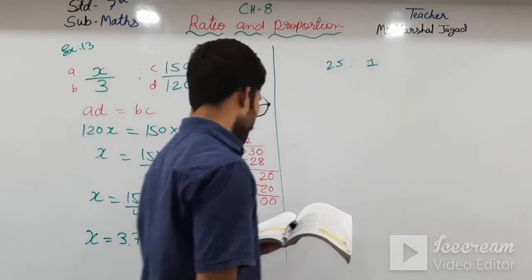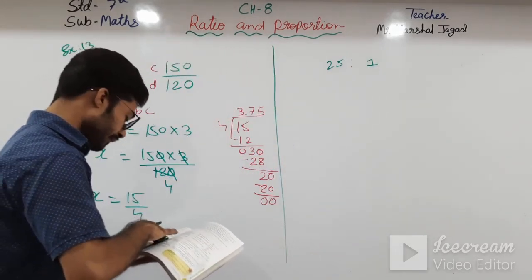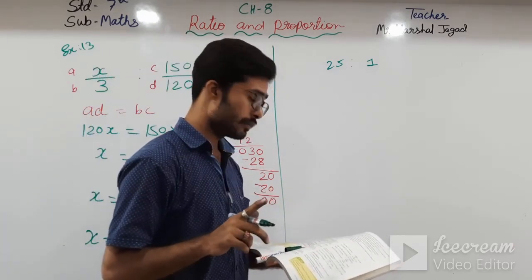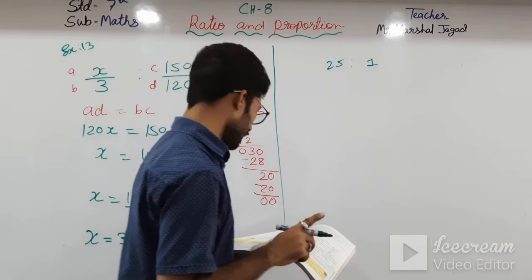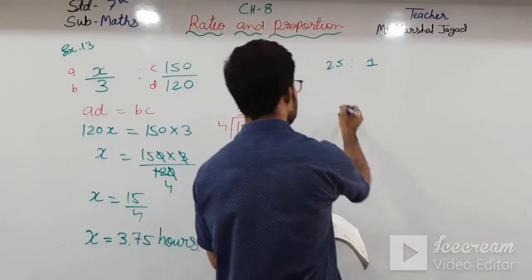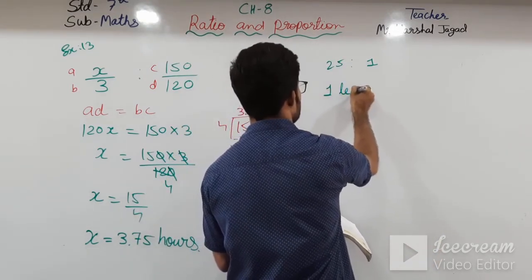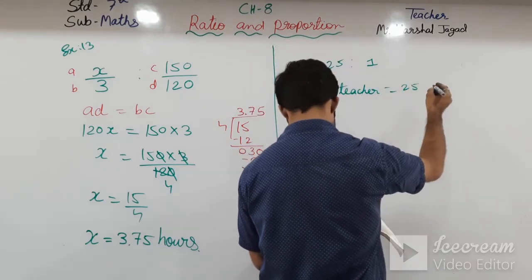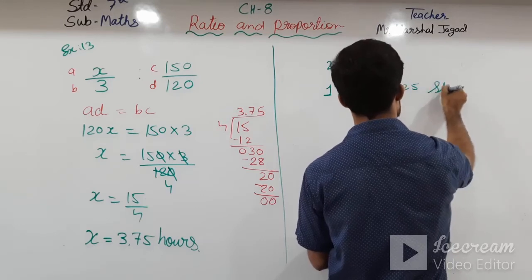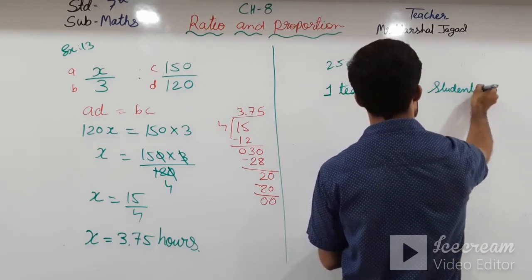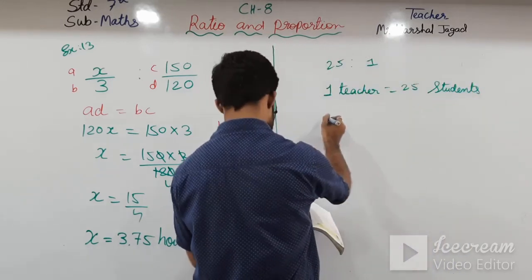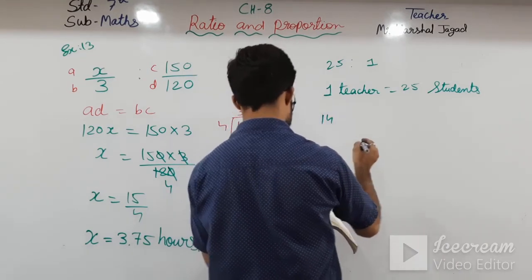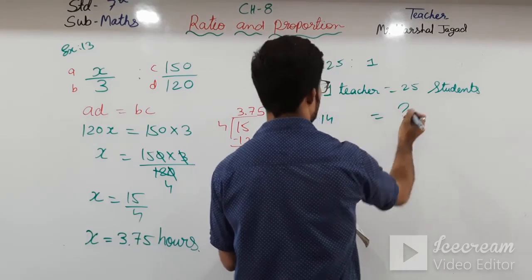25:1, means 25 students have how much? One teacher. Then one teacher is equal to 25 students. Then 14 is there. 14, then how much?